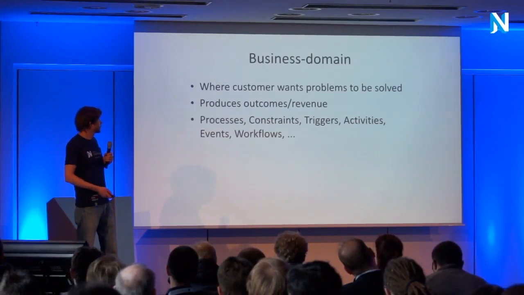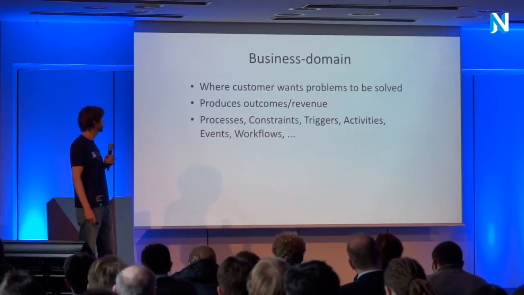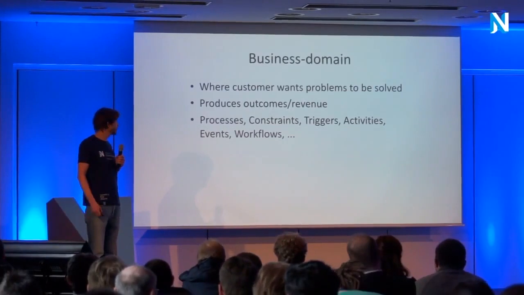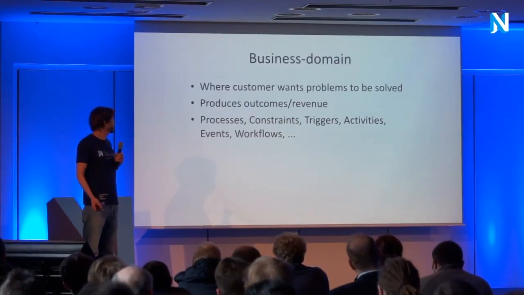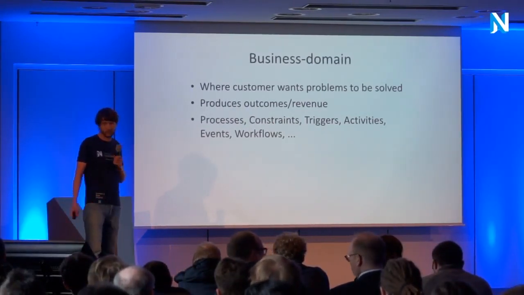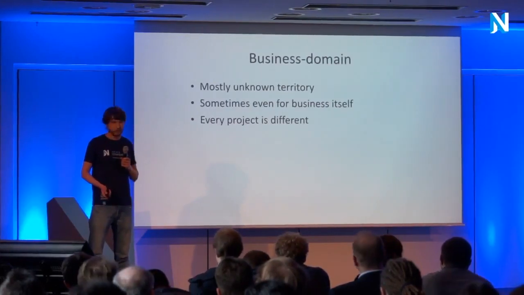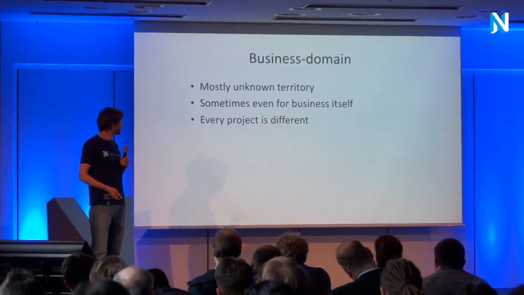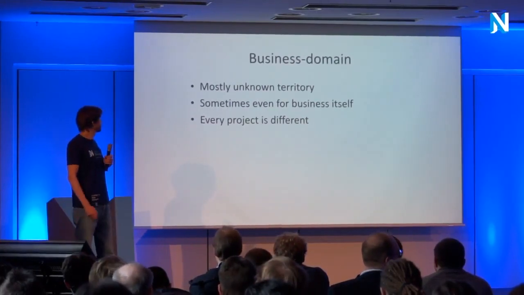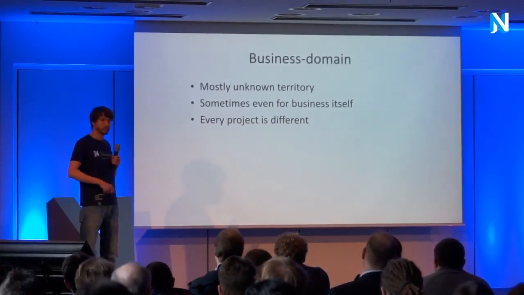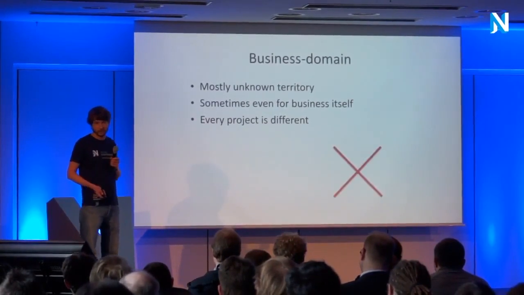Now, the problem begins. We are at the business domain. The other part of the project, the technical part, is already sorted out, but this is where our customer wants his problems solved. And his business produces outcomes and revenue for him. And his business domain clearly consists of processes, constraints, triggers, activities, and all the things you see in BPMN and stuff. But actually, most businesses don't know their business in this detail, and I, as a programmer, don't care, actually. So for me, it's unknown territory, and even if I did the same project in the same domain, the new project will be different from the last. So this is where our pain comes from.